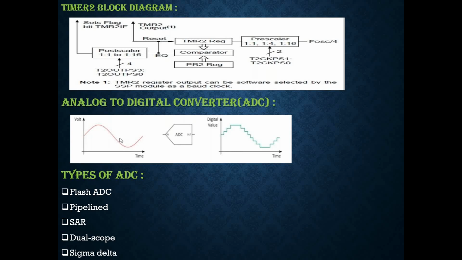This is the block diagram of timer 2. In the timer 2 block diagram, we see the postscaler, TMR2 register, comparator, PR2 register, and prescaler, everything.